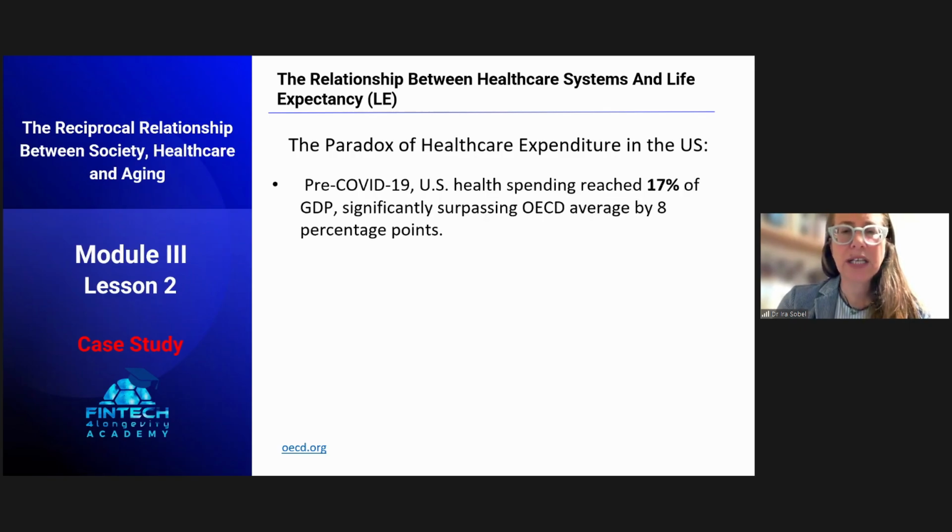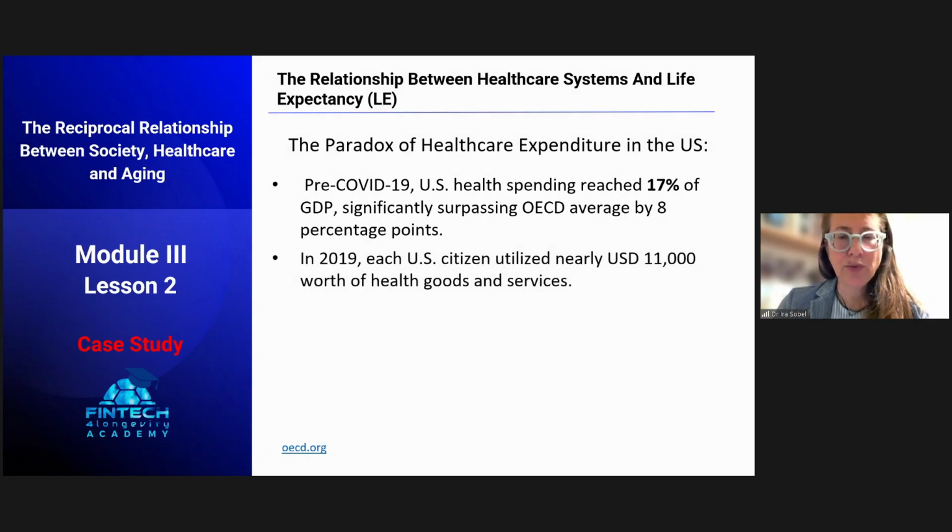Prior to the COVID-19 pandemic, health spending in the United States reached an unprecedented 17% of the country's GDP. This substantially exceeds the average among the OECD countries by a margin of 8 percentage points. In real terms, this means that in 2019, as we saw in the previous graph, each US citizen utilized nearly $11,000 worth of health goods and services.